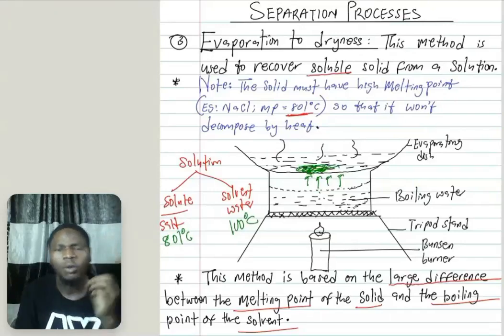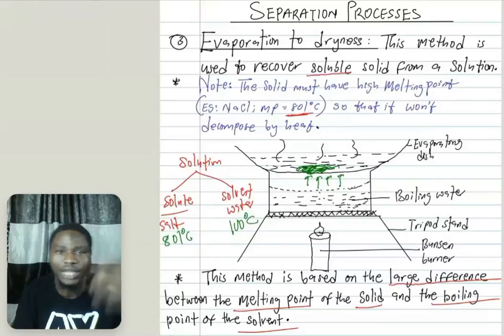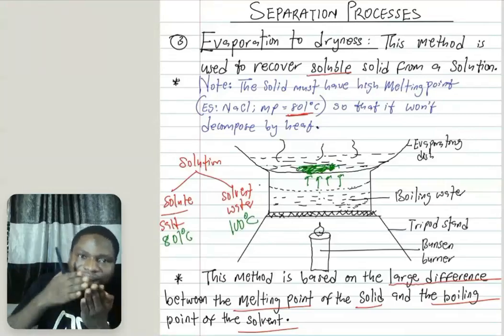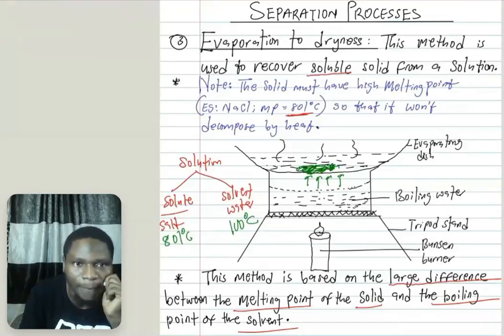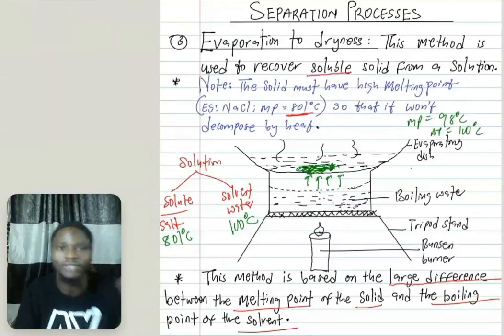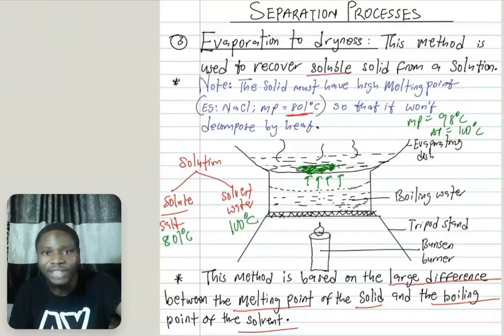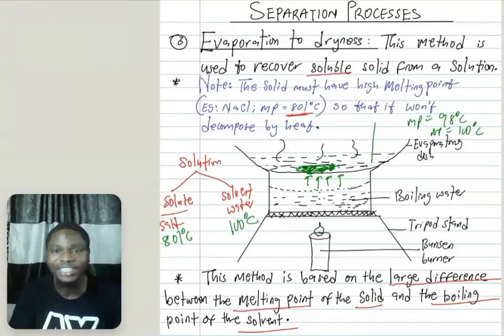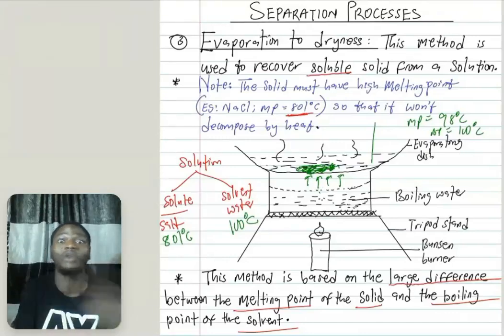Now remember, what should leave first? We expect the water to leave first so that the salt will be left behind, right? Good. Now let me say that the melting point of the solid and the boiling point of this liquid are close. Let me assume that the melting point of the solid we are dealing with is about 98 degrees Celsius, and the boiling point of water is 100 degrees Celsius. If you are heating this substance, let me say I have a thermometer here, when the temperature gets to 98 degrees Celsius, what happens? The solid will decompose. That is, even before the water evaporates, the solid has already decomposed.